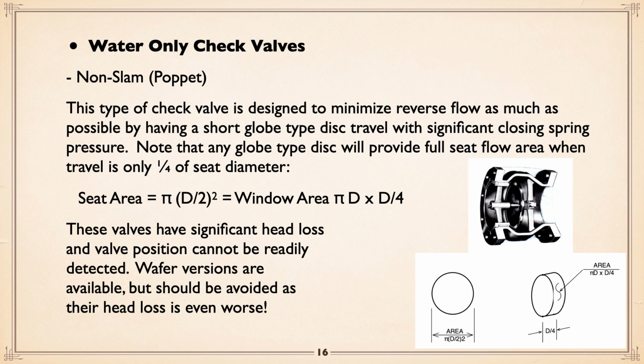Nozzle-slam. Non-slam is again a poppet check, again a round seat, round disc, designed to minimize reverse flow as much as possible because it has short travel of the disc and a significant closing spring. And again, like we talked about with automatic valves, the travel only needs to be a quarter of the seat diameter. And that's because, and I've got a little drawing down here showing what happens, the area of a circle is pi d squared over 4. You can follow the formula, and you can see that d divided by 4 will effectively give you the same area as you have with the port itself. Okay, and there's the equation.